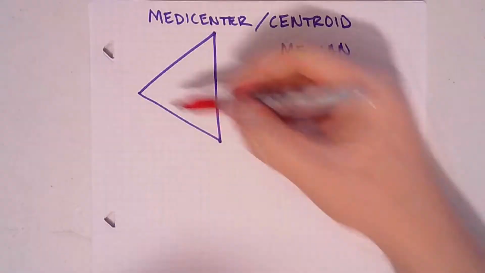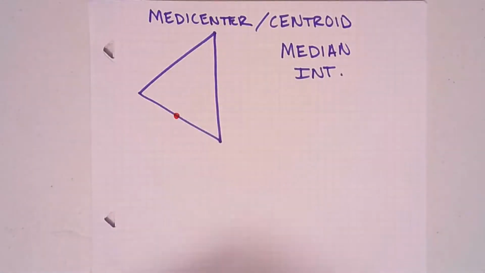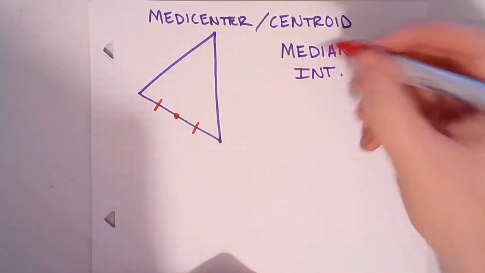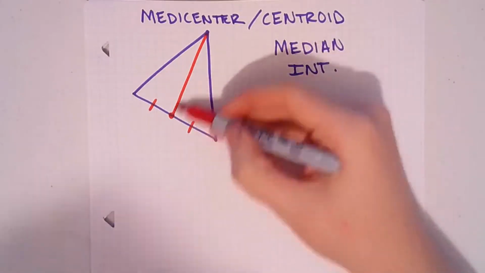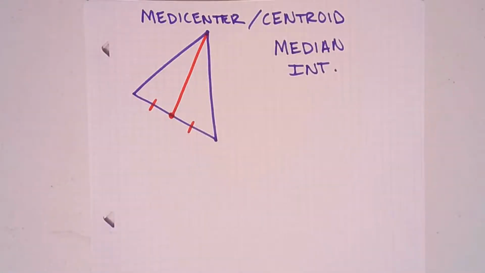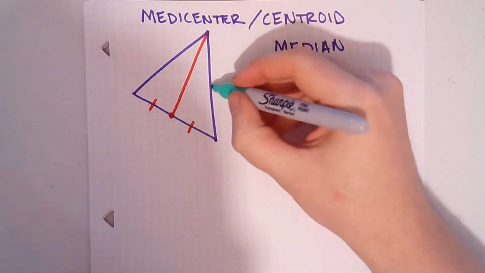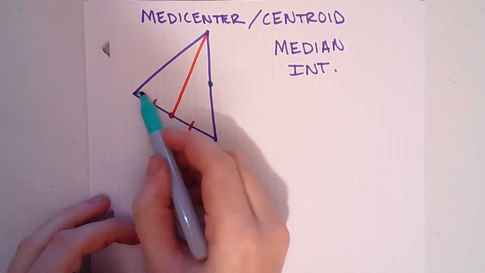So if I take a side and I measure it and I find the midpoint, let's say it's that, and then I connect that midpoint to a vertex, that is a median. So that line right there is the median. I can find other medians by taking another side here and finding the midpoint, which to me looks like there, and then connecting that vertex to that median.